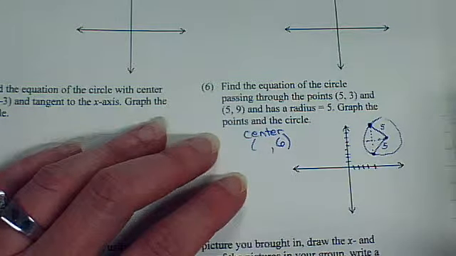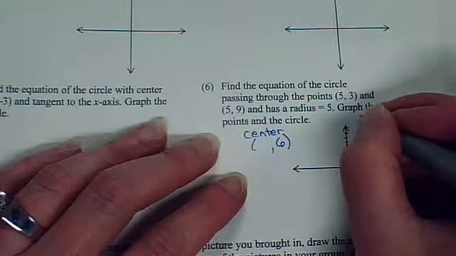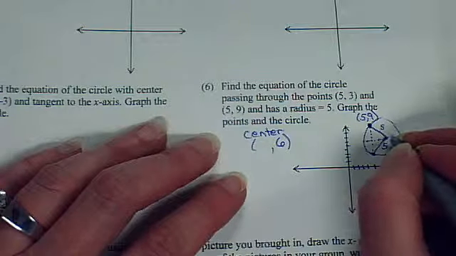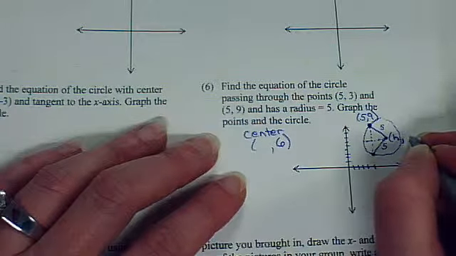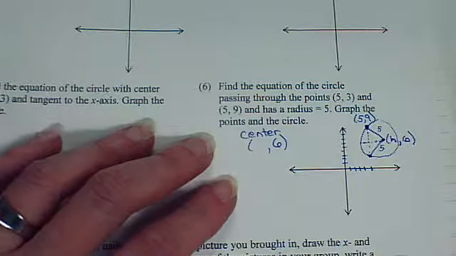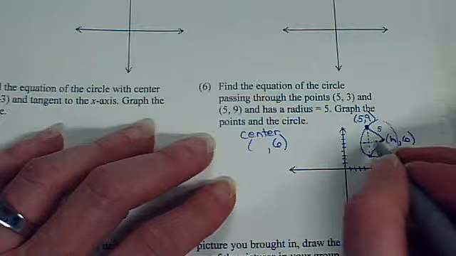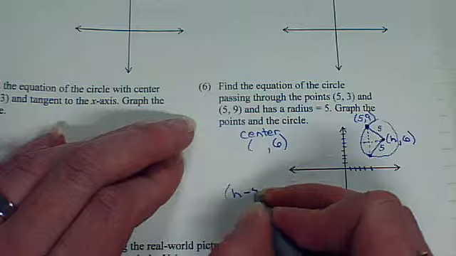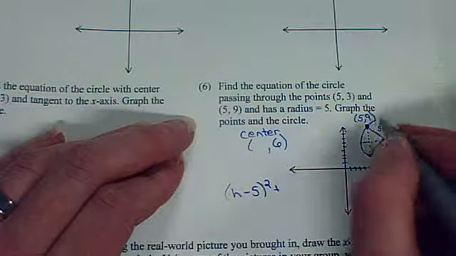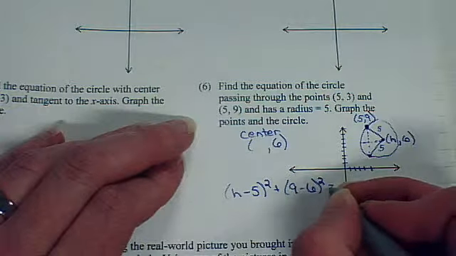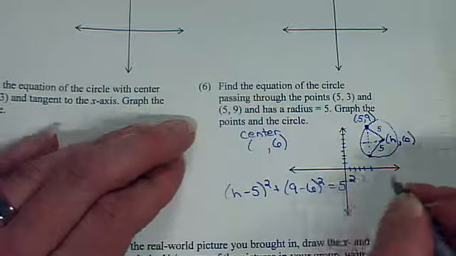Let's see if we can do anything else. Let's take this point up here, (5, 9). And this is my center. I don't know what that first one is. That's an H. I know the second one is a 6. And I know the radius is 5. Could I do a little bit of Pythagorean theorem? Sure. The x values: I have H here and 5 here. So that's (H minus 5) squared. Y values, 9 and 6. That's (9 minus 6) squared equals the radius squared, 5 squared.